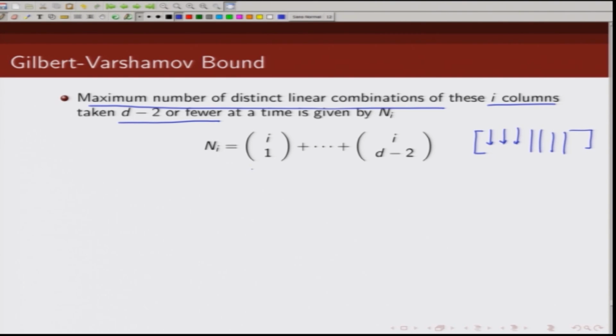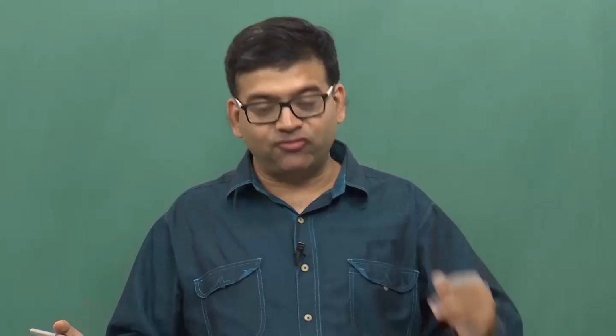So, if I take i columns taken 1 at a time, this is a number that I get, iC1. If I take i columns taken 2 at a time, I get iC2. Like that, if I consider i columns taken d minus 2 at a time, I get iC(d minus 2). So, N_i will give me the number of possible linear combinations of these i columns taken 1 at a time, 2 at a time, 3 at a time, up to d minus 2 at a time.